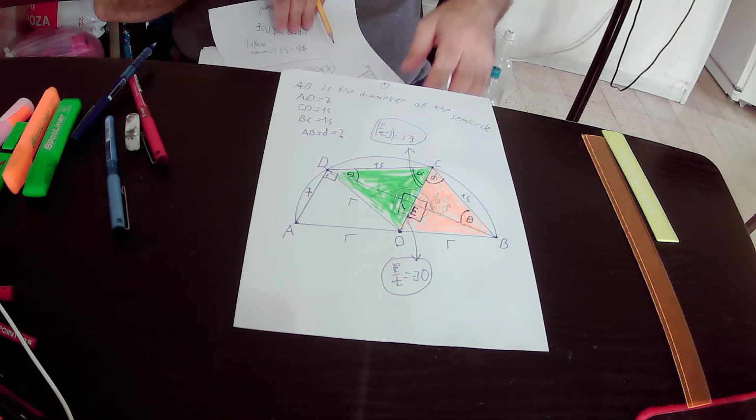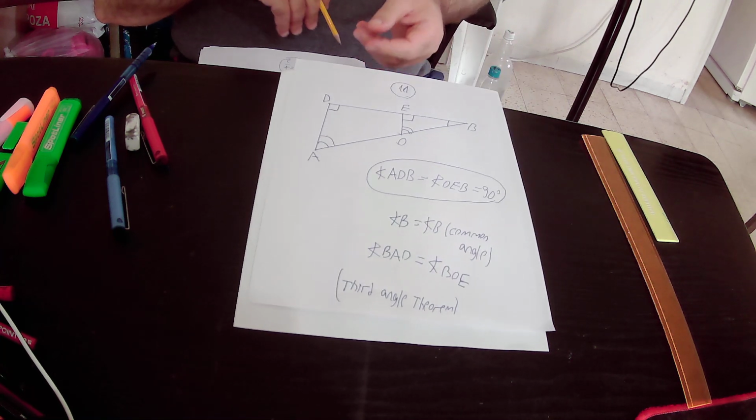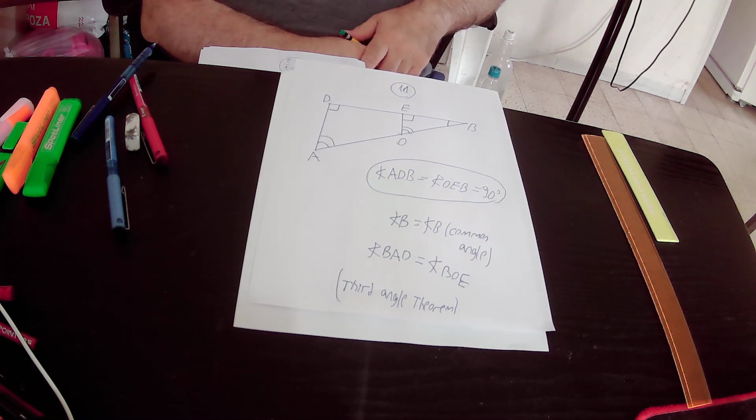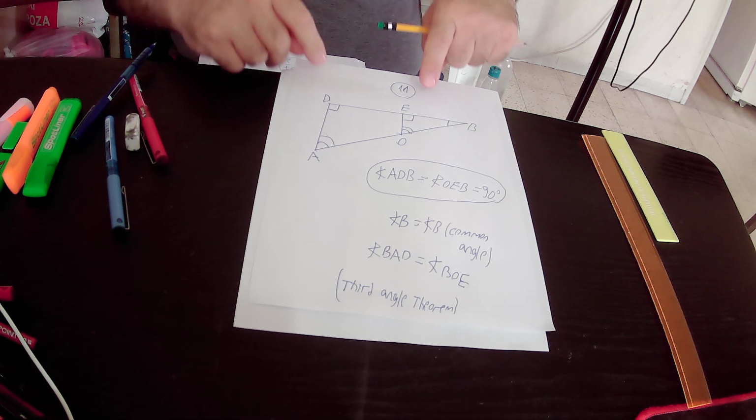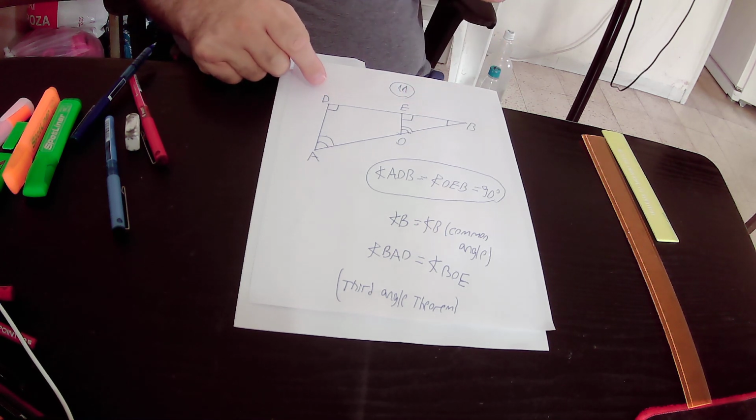Then we focus on two triangles, on triangle ADB and on triangle OEB. Those two angles are right angles, therefore they are equal to each other.